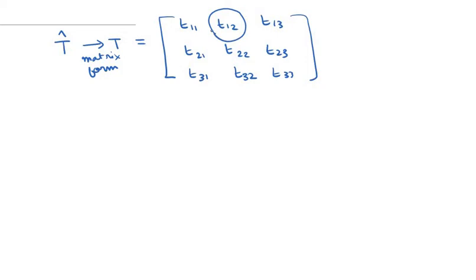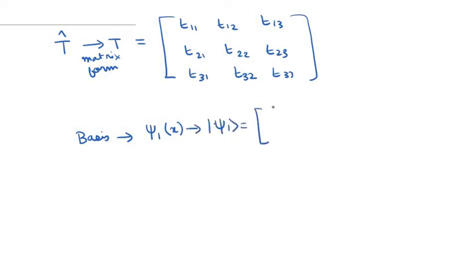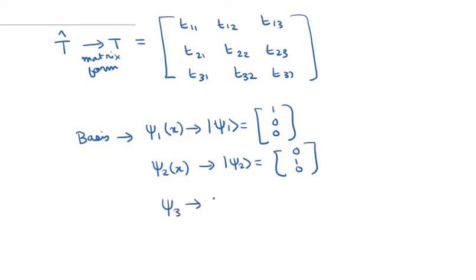So how do we exactly calculate this element T12 in the matrix? Let us first consider that my basis is basically psi1 x, which is represented in Ket notation as psi1 equal to 100, psi2 x, which is represented in Ket notation as psi2 equal to 010, and psi3 x, which is represented in Ket notation as psi3 equal to 001, and these three are my basis. Okay, so I am assuming this just for the sake of explaining things here.